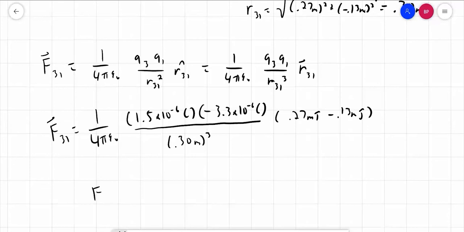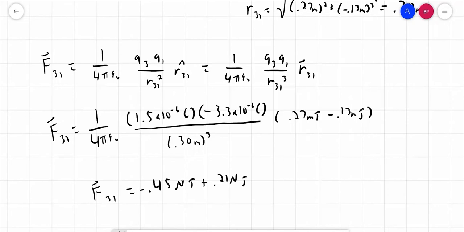So our full force then is this stuff times this for the x direction. So that'll give us negative 0.45 newtons in the x direction. And then this stuff with the constants times this for our y direction. So this is plus 0.21 newtons in the y direction.